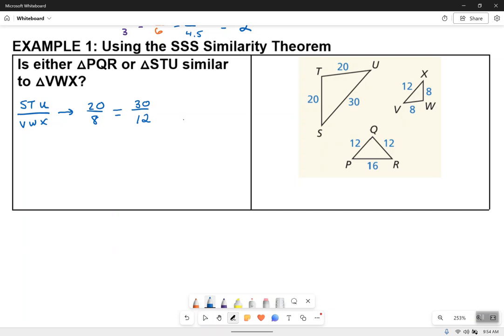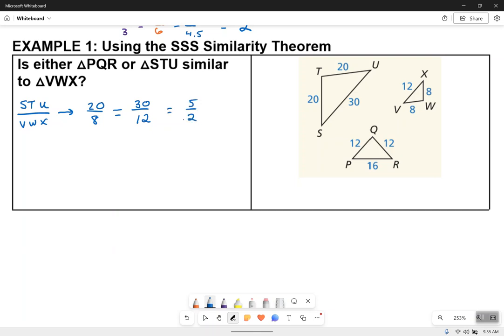I'm just looking at this first one right here. What number would go into 20 and 8? Which would make this a 5 over a what? 2. What number is going to go into 30 and 12? 6, which would make that again. These both equal 5 over 2, right?